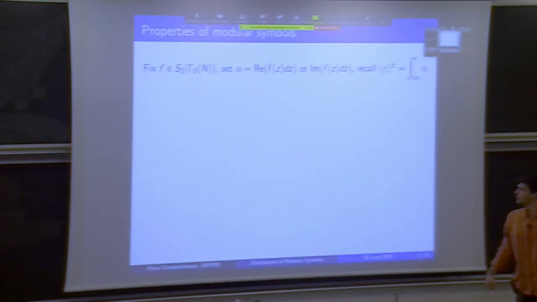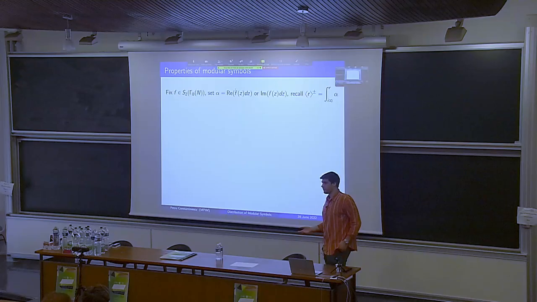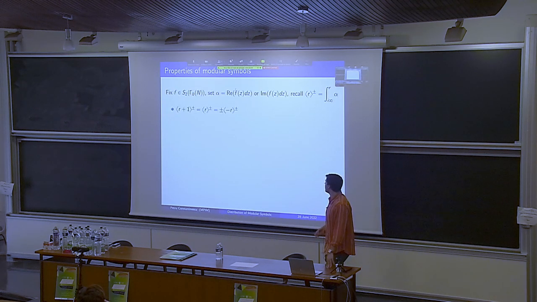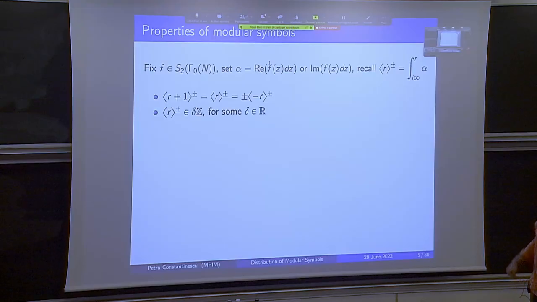And why would you care about this? Another way to think is that it's a period integral of holomorphic cusp forms. As I said, these r plus and minus are given by the real part or the imaginary part of the one-form, and they are real. So from now on, alpha will be the real part of this one-form. Okay, some nice translation properties: if you add one, it's preserved, or changes sign under minus. But an interesting property is that the image of this map is a lattice in R. So it's a discrete image. This comes from Néron periods of elliptic curves.